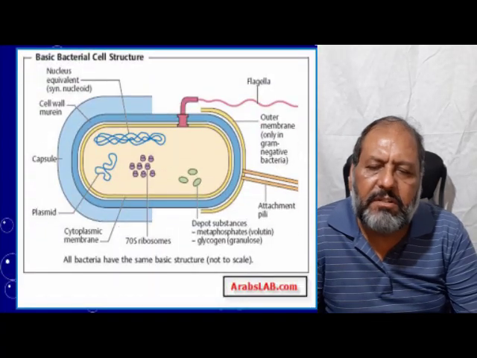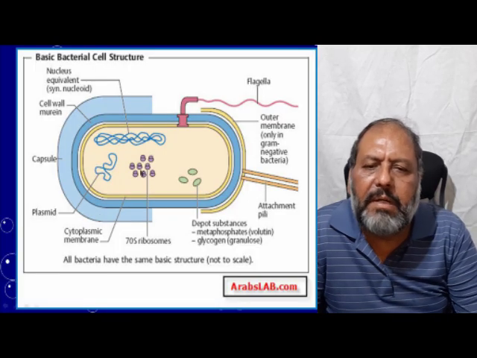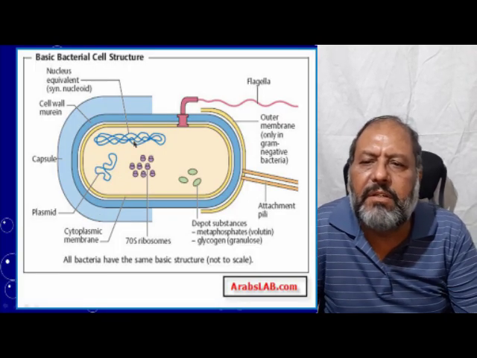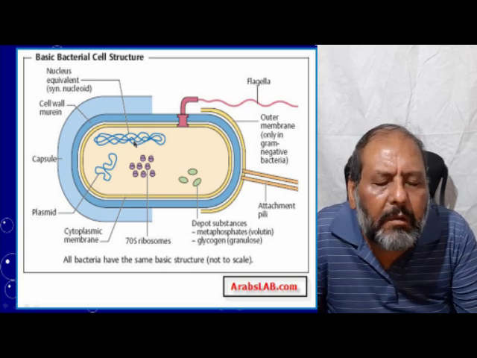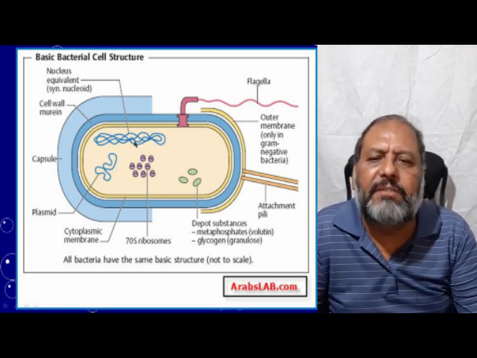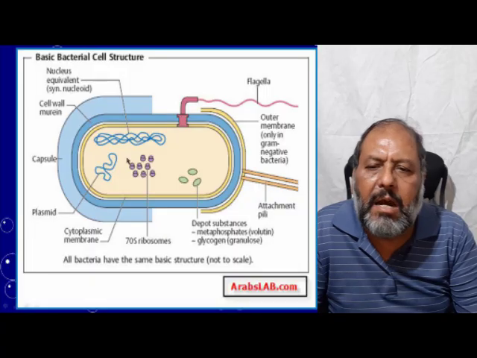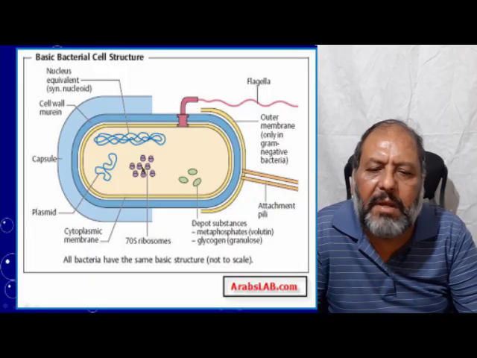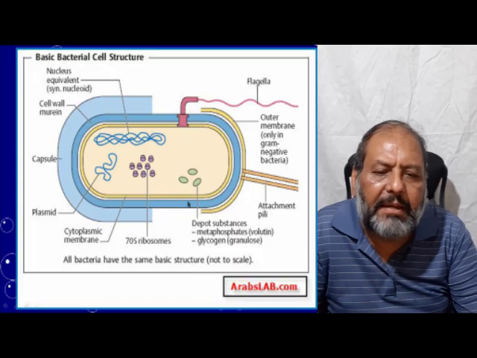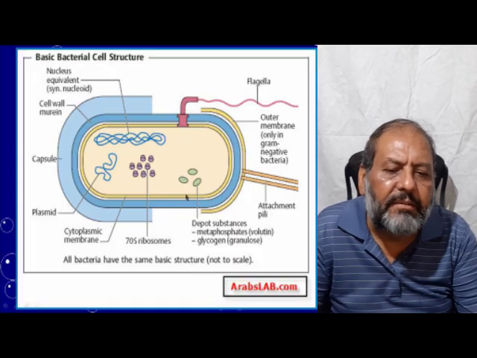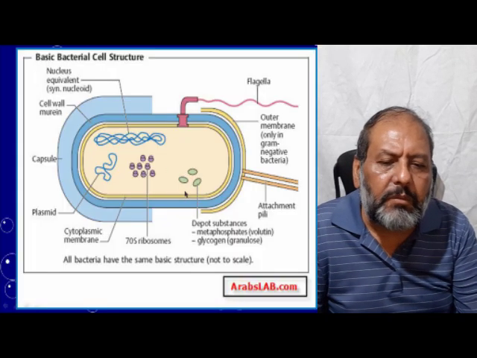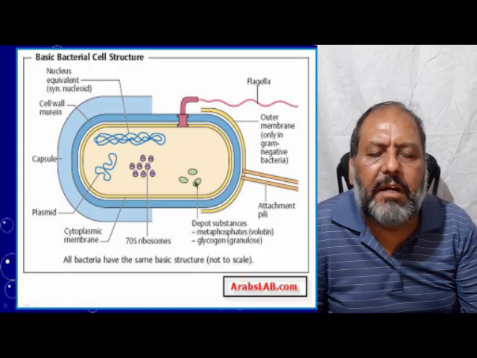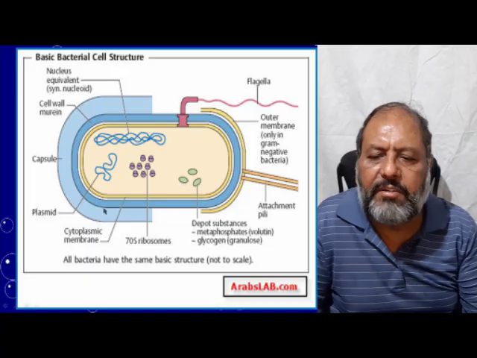Now, if we apply that from inside to outside, one can see this is the nucleus equivalent which is present in the bacteria as the nucleoid. Then outside it we see the plasmid inside the cytoplasm, ribosomes and depot substances that are metaphosphates, volutin and glycogen granules, which are used in case of harsh environment.